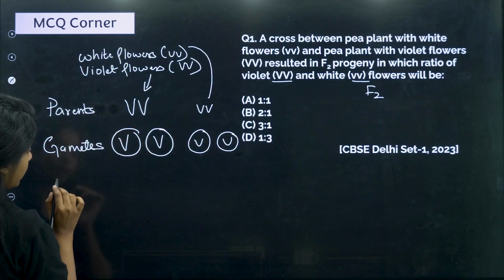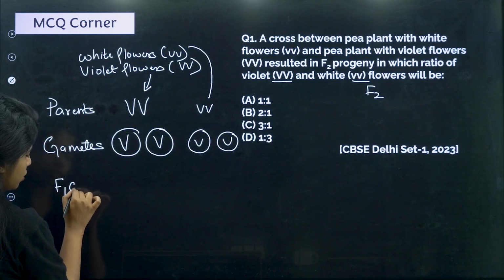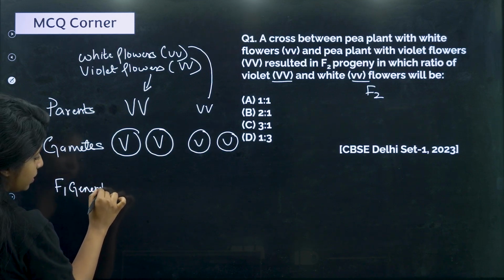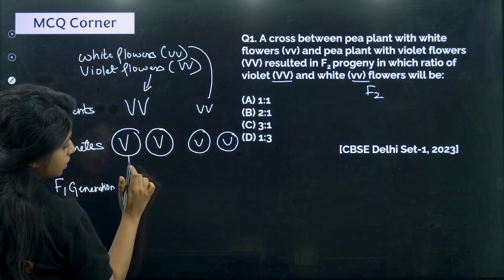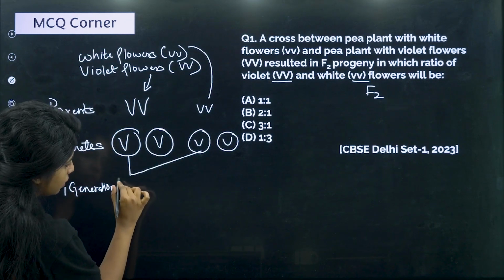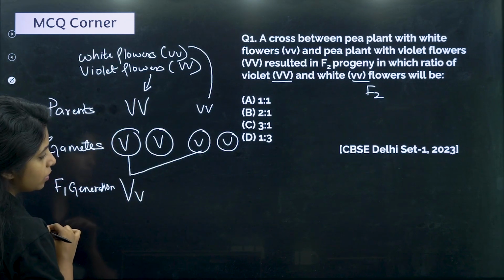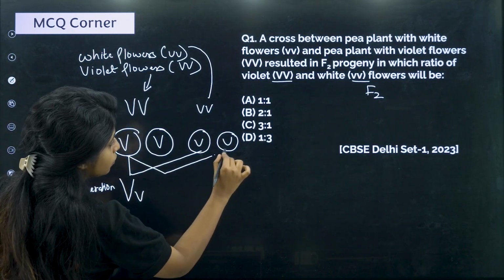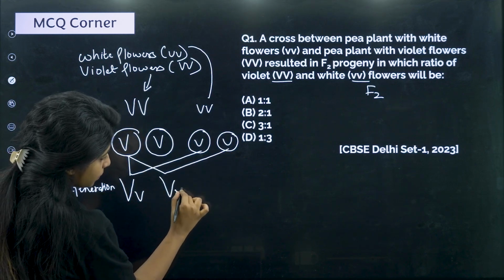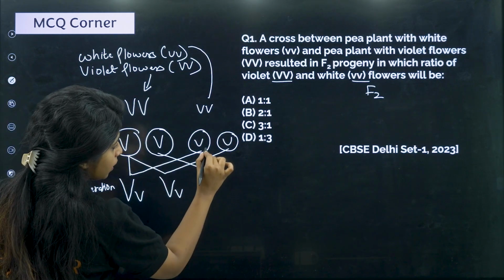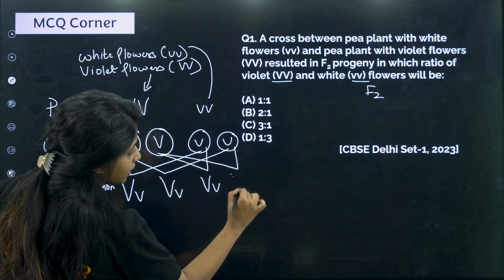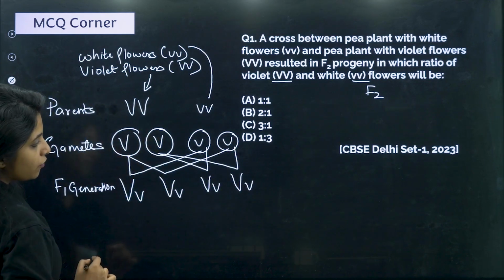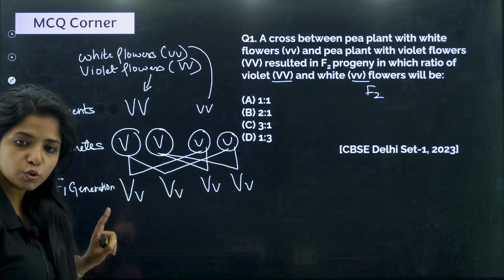Now the parents and gametes are done. Let's find the F1 generation. Please write your answers like this: for the F1 generation, make an arrow like this. This gamete can fuse with this, and you get capital V, small v. Again this fuses with this, capital V, small v. Again capital V, small v, and again capital V, small v. All of them are capital V, small v.